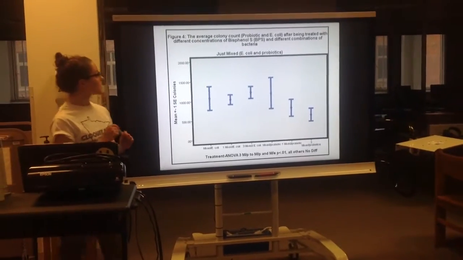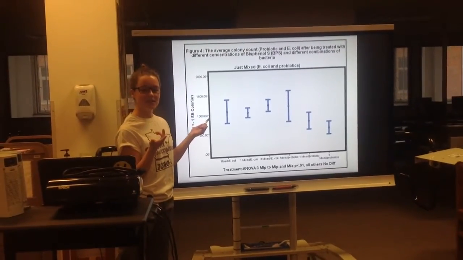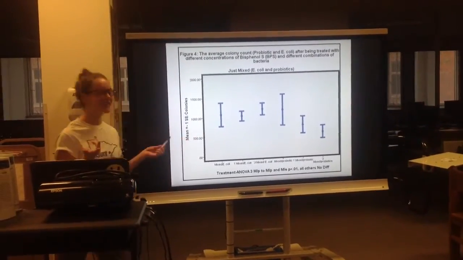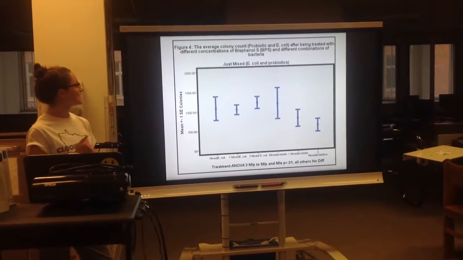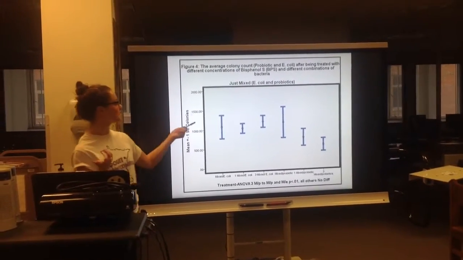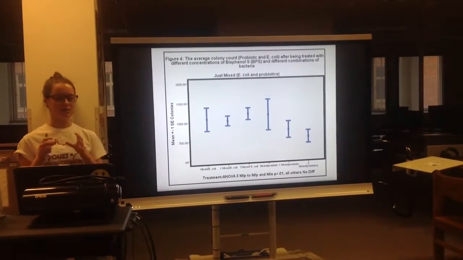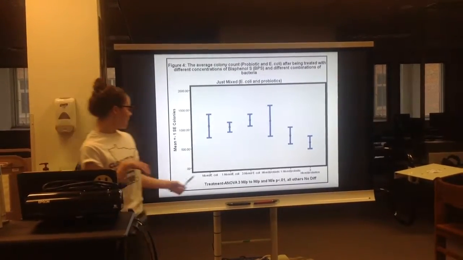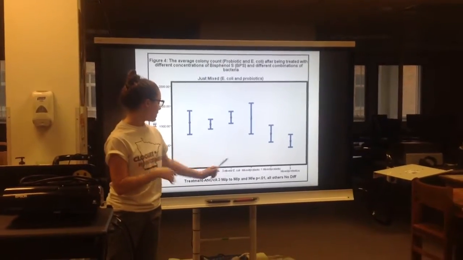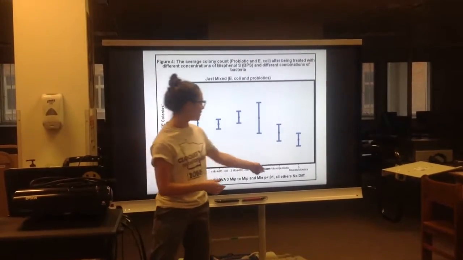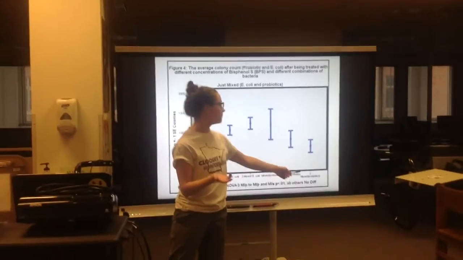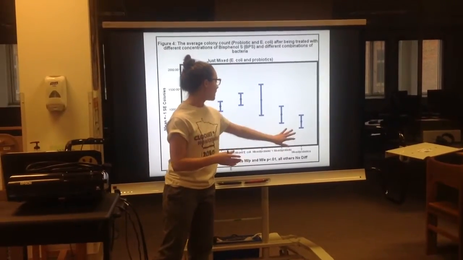Figure 4, the average colony count. They're the same thing. After being treated with different concentrations of bisphenol S and different combinations of bacteria, this is the mixture between the two, so the combination of the E. coli and probiotics and the separate agar plates. This is 0, 1, and 3 count of the E. coli, and then this is 0, 1, and 3 concentrations when exposed to the BPS of just the probiotics.